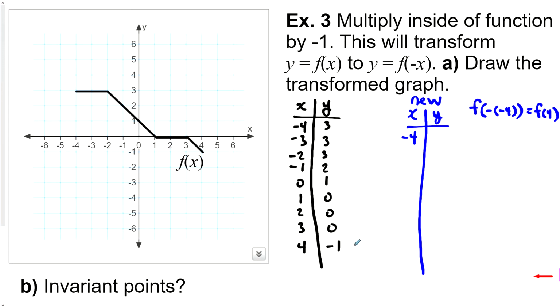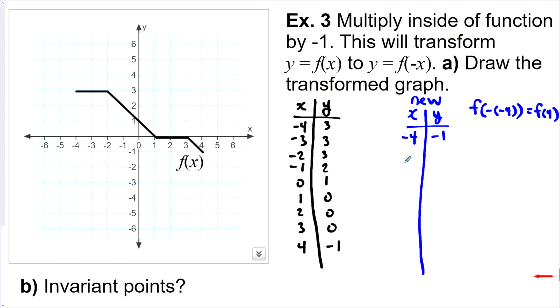So we just look down here. +4 should give us -1. And so that's what this will give us. So we tried to put in -4. It used to give us 3, but that doesn't matter anymore. -4 gets changed to +4, and +4, according to this function, gives us -1.